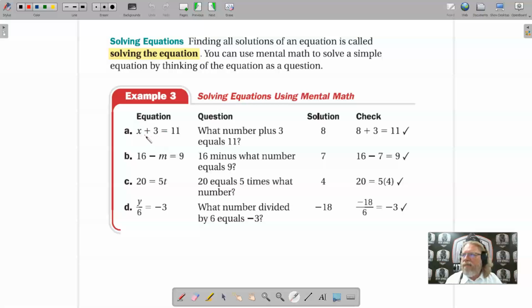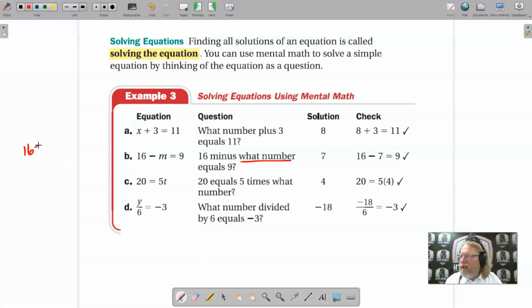Well, 8 plus 2 is 10, and so 8 plus 3 must be 11, so 8 works. 8 plus 3 equals 11. Indeed, that's true. Here we have 16 minus m equals 9. So we can say 16 minus what number, and that's a really good way to verbally represent a variable, is to call it what number. 16 minus what number equals 9.